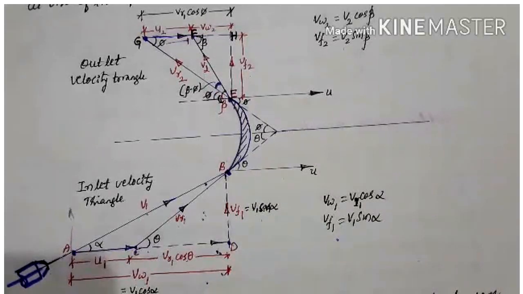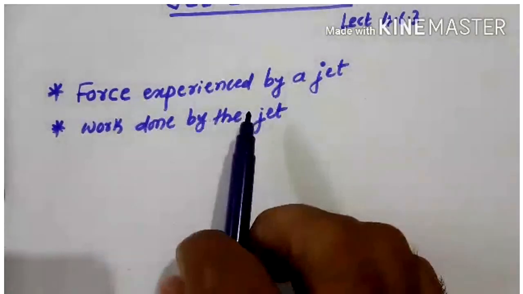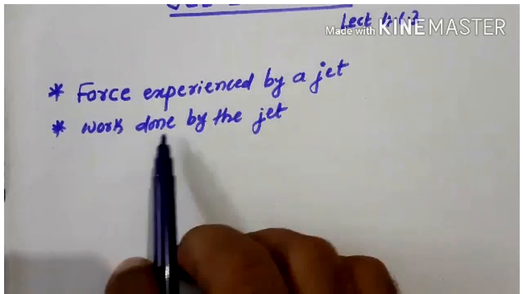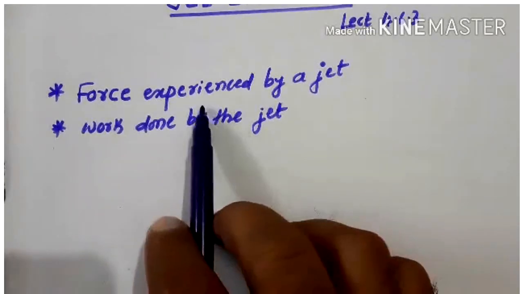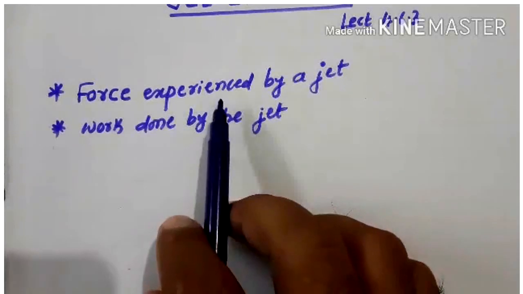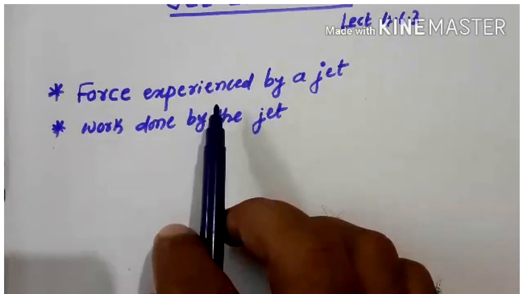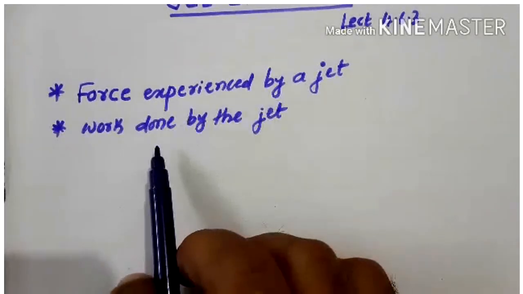Please go through that lecture and try to understand the construction. After construction of the velocity triangle, the force experienced by the jet and the work done by the jet can be calculated. This is a very important derivation. Considering the velocity triangles, you have to construct a velocity triangle at inlet and outlet of the blade, and from the velocity triangle you have to calculate the force experienced by the jet as well as the work done by the jet.